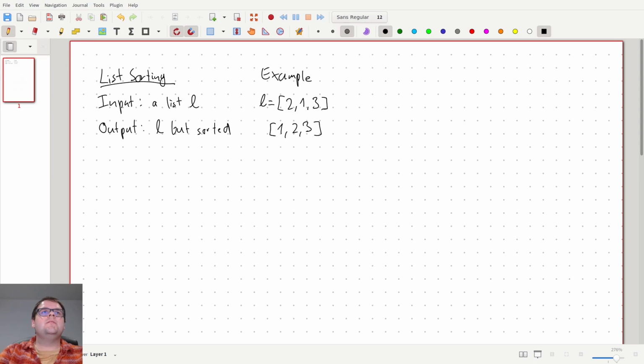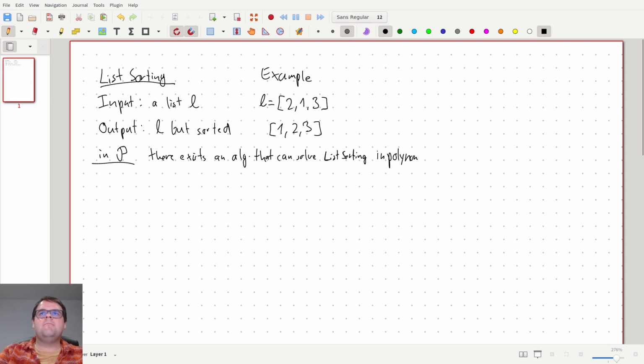But then how do we talk about the computational difficulty of this in general? So we're going to care about whether there exists an algorithm that can solve it, right? We're going to say it's in P, and what does it mean for it to be in P? It means that there exists an algorithm that can solve list sorting in polynomial time.